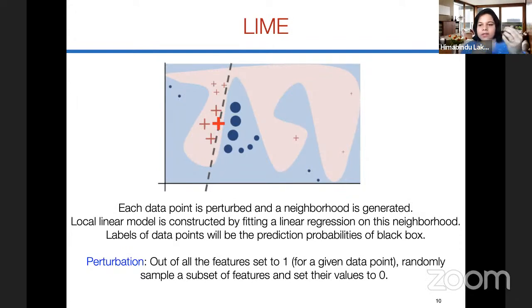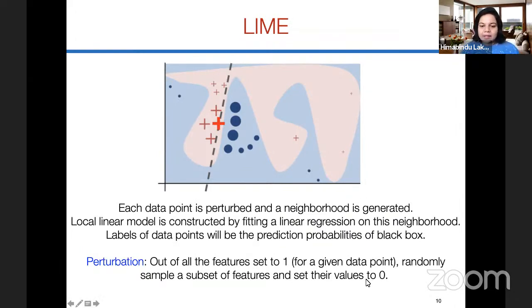So take a point, perturb it slightly, generate a bunch of points around it, you got some local neighborhood, now fit a linear model which predicts what the underlying black box is predicting, and you got yourself a local linear model which will give you a list of feature importances, and that will be your explanation, right? So how do you generate these perturbations? That is, I think, one of the key points, and there are a variety of ways to do it.